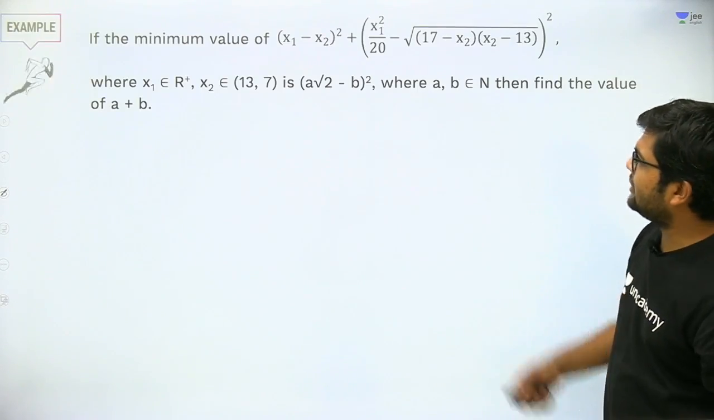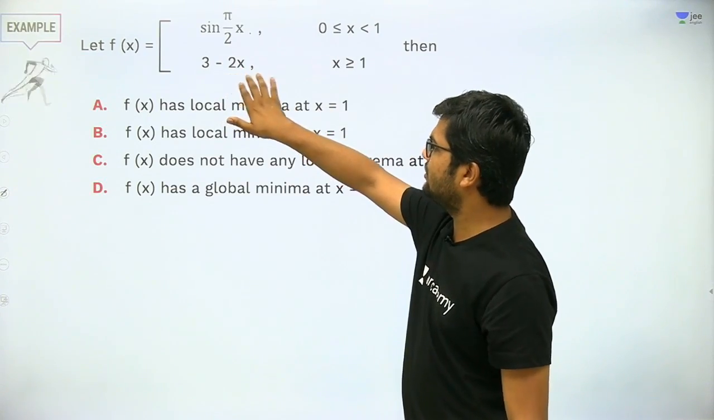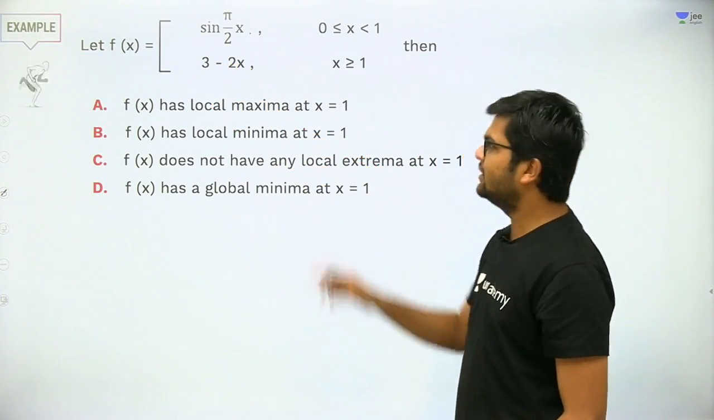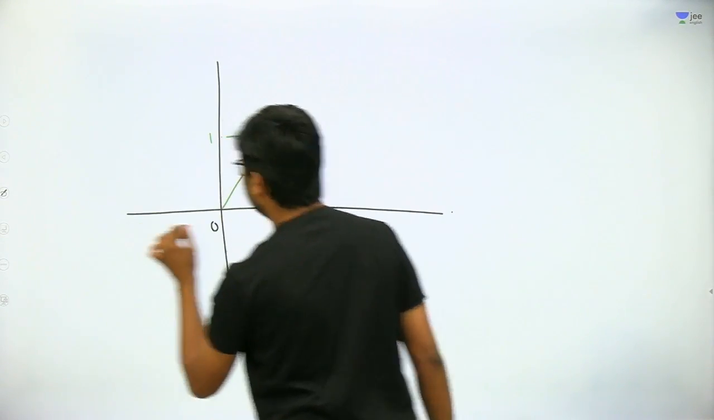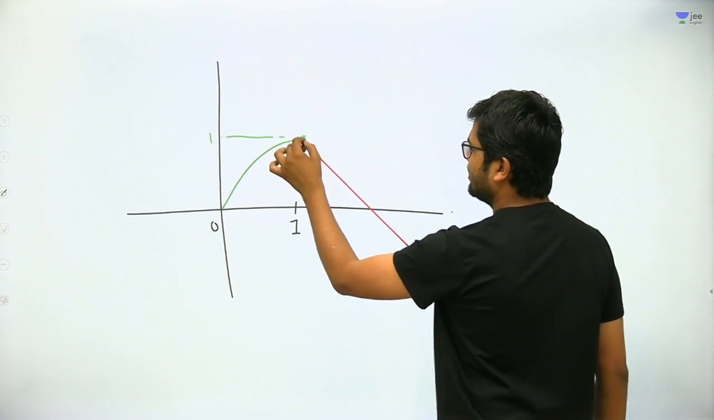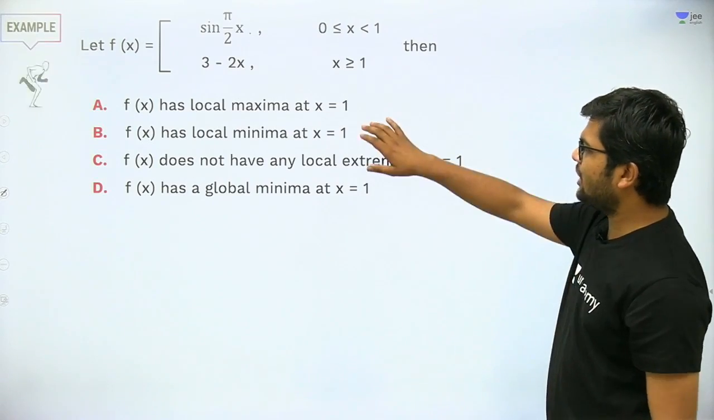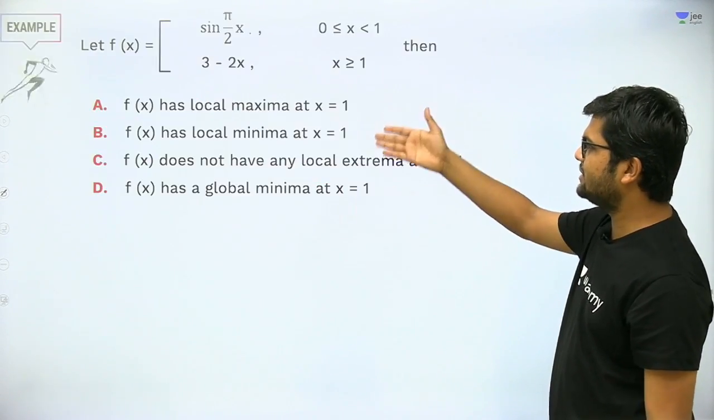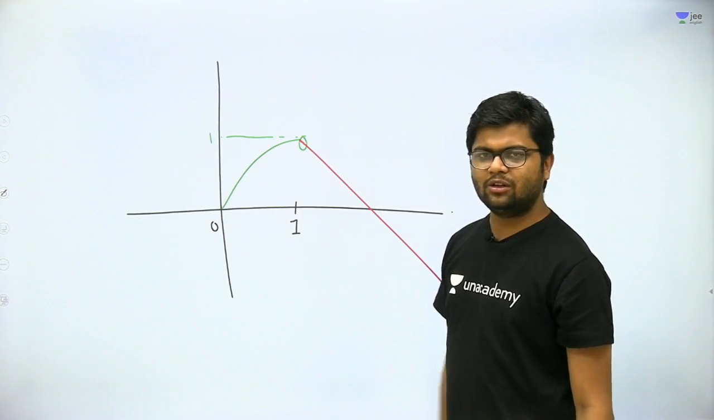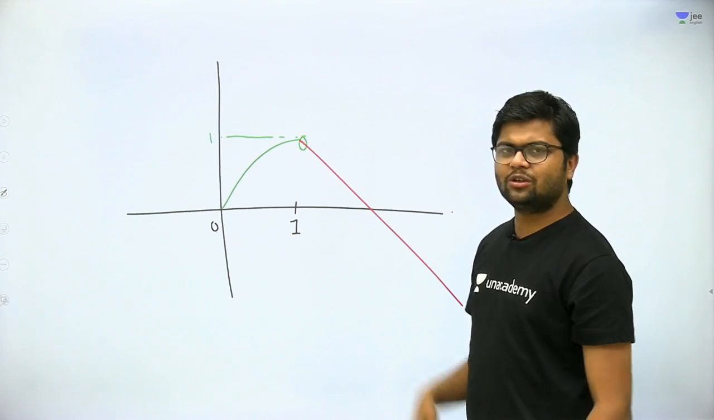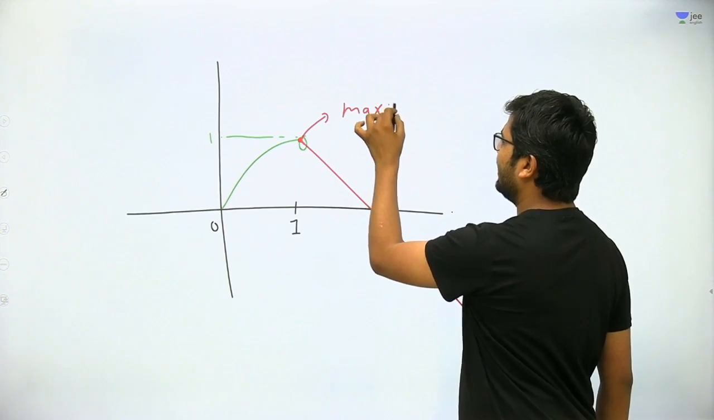After that, x is equal to 1. If you put the value in this definition, it becomes 3 minus 2, which is 1, and it is closed at 1. Therefore it will start from this point, and a straight line with negative slope will be like this. So this will be the graph of f(x) used in the question. Has a local maxima at x equal to 1? Yes, option A is correct, because at x equal to 1 it is the maximum value. In the left neighborhood it is smaller than 1, and in the right neighborhood it is smaller than 1. So this becomes the point of maxima.